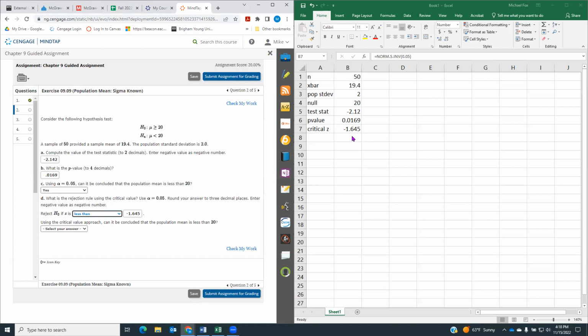The other is if our test statistic is less than our critical value, which is the z-score of the alpha, then we're going to reject the null and accept the alternative. So using the critical value approach, can it be concluded that the population mean is less than 20? And the answer is yes. So no matter which one we use, we're going to come to the same conclusion.